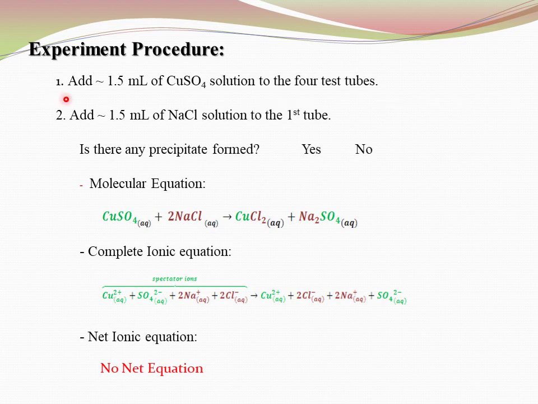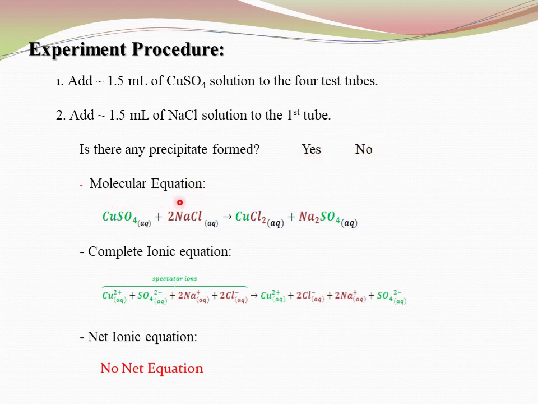Experiment procedure: add approximately 1.5 ml of copper sulfate in 4 test tubes. In test tube number 1, add 1.5 ml sodium chloride. So the first reaction is between sodium chloride and copper sulfate. Is there any precipitate? If you observe a precipitate, answer yes. If there is no precipitate, answer no.